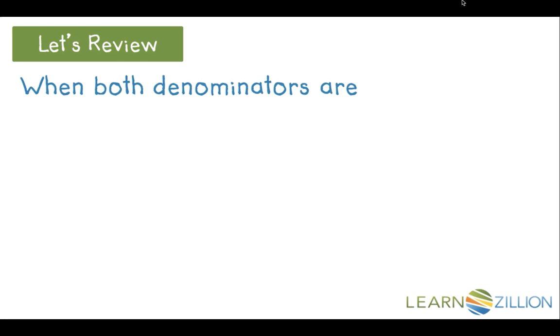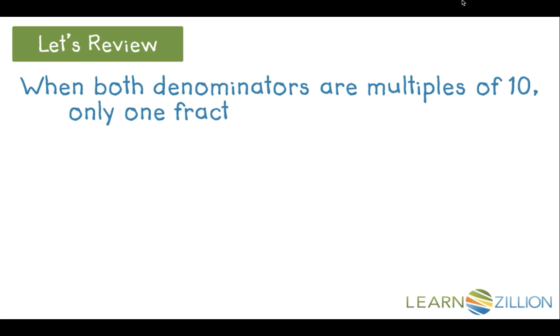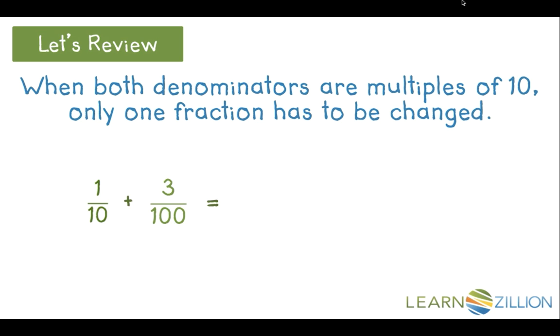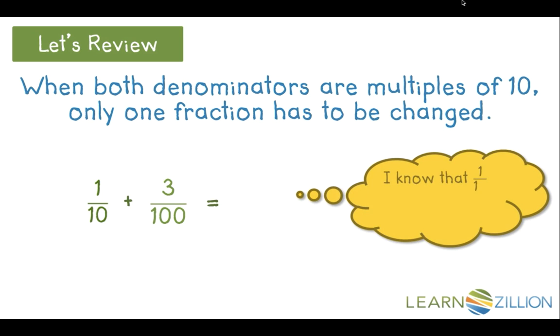Here's another situation we've encountered before. When both denominators are multiples of 10, only one fraction has to be changed. For example, in 1/10 plus 3/100ths, I know that 1/10 is equivalent to 10/100ths. So I'm going to go ahead and put that in as my equivalent fraction. And now I'm ready to add because they both have the same denominator. 10/100ths plus 3/100ths is 13/100ths.